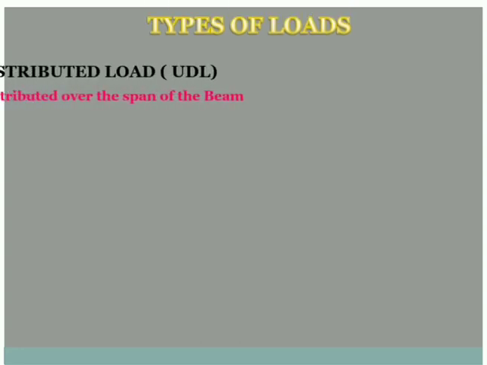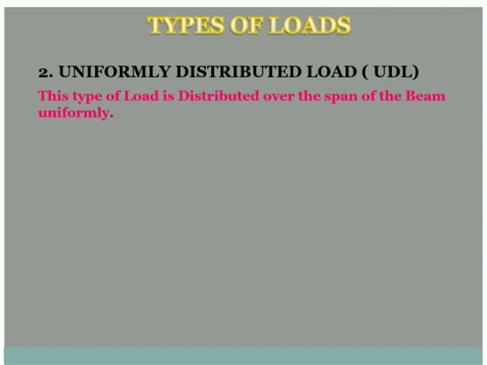Then comes the next type of load, which is UDL, or the uniformly distributed load. This is the type of load which is distributed over the span of the beam uniformly. Now, understand the word uniformly distributed load means the load is distributed uniformly over the given span. For example, if you take the tiles which are there on the floor, it can be taken as a uniformly distributed load because the tiles are uniform in shape and size and weight, and they are distributed throughout the room. So, this is what is a uniformly distributed load UDL.